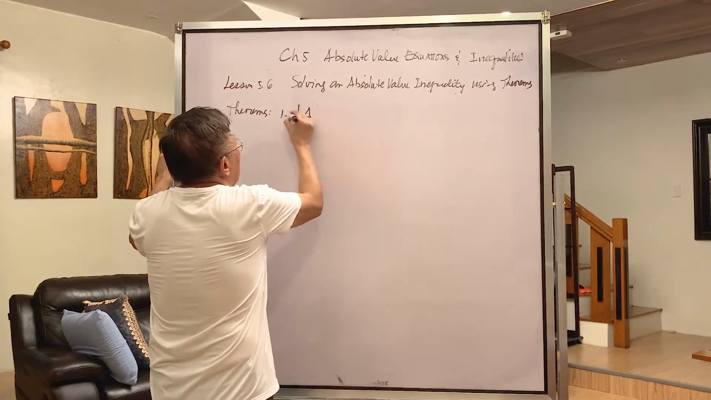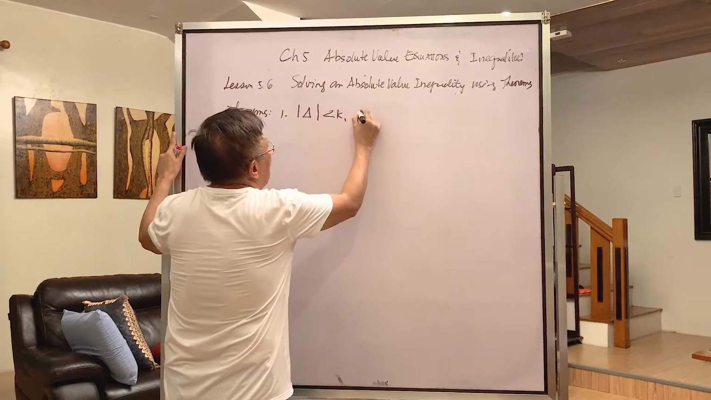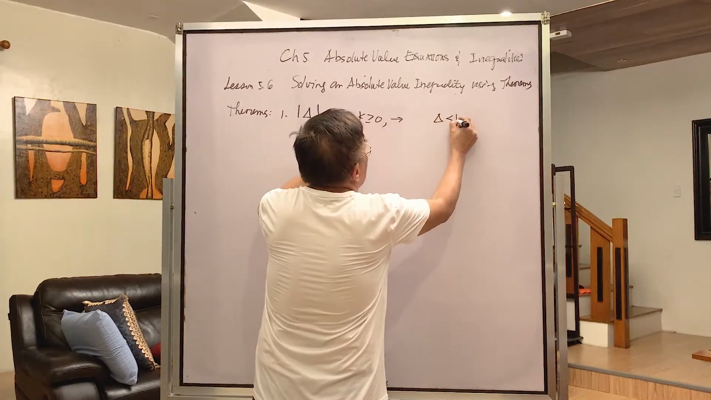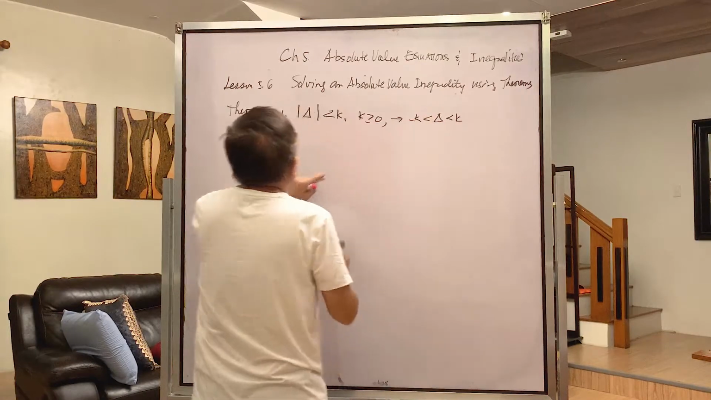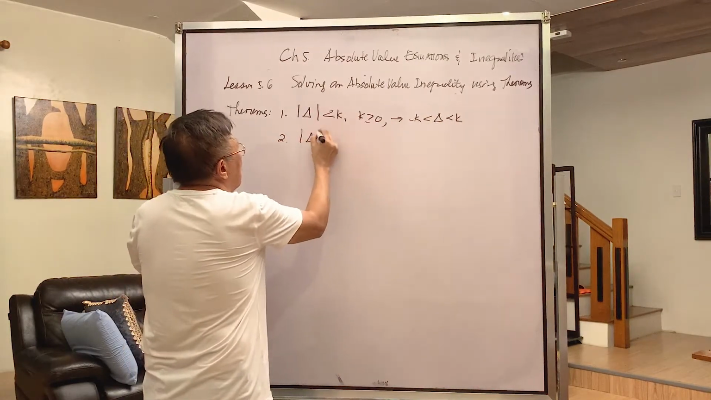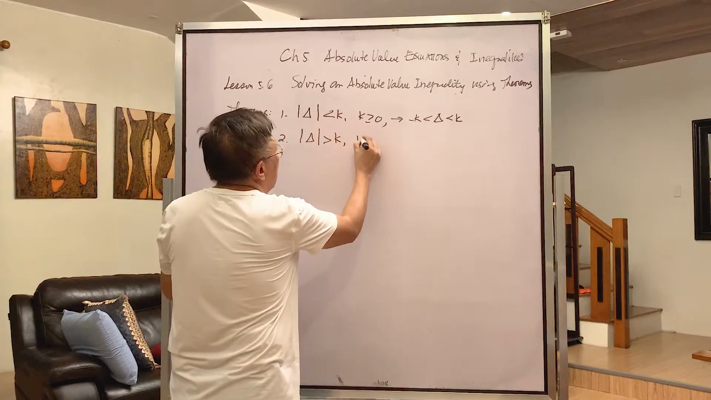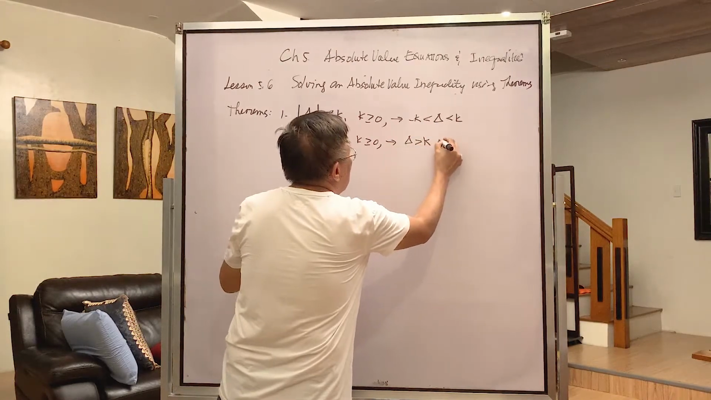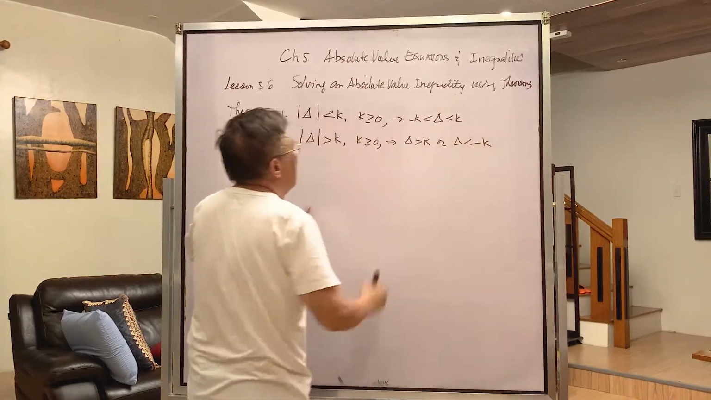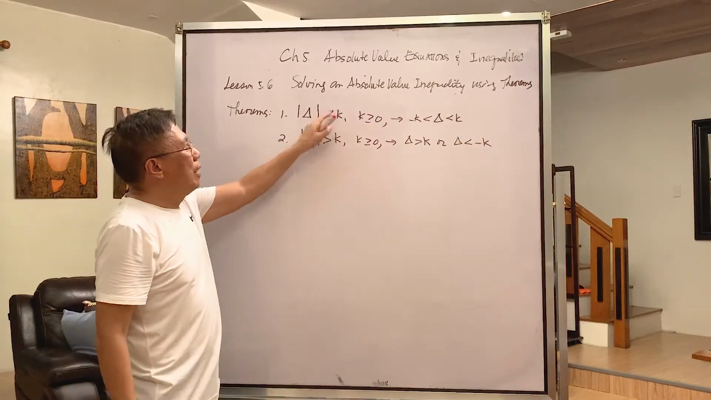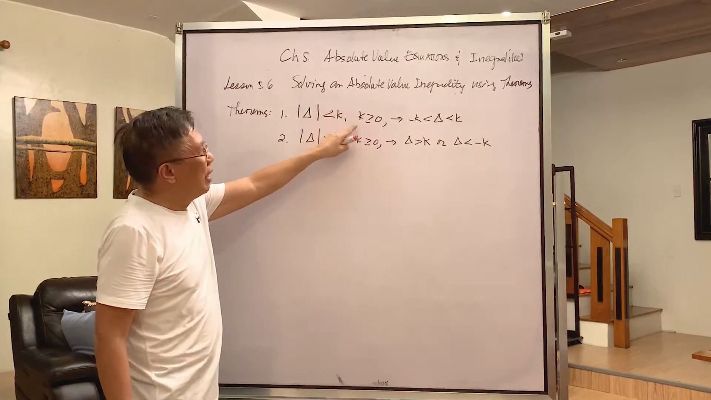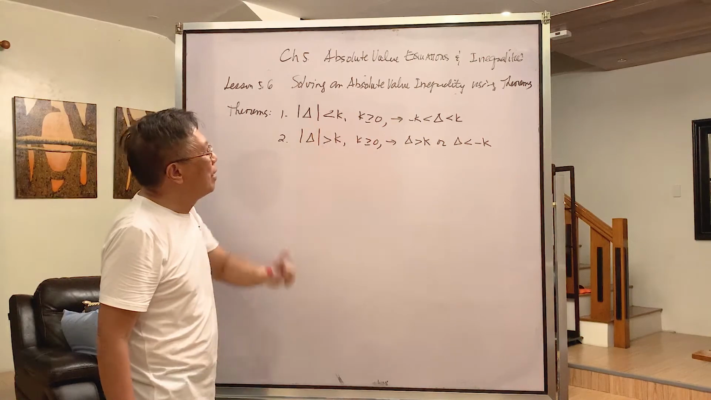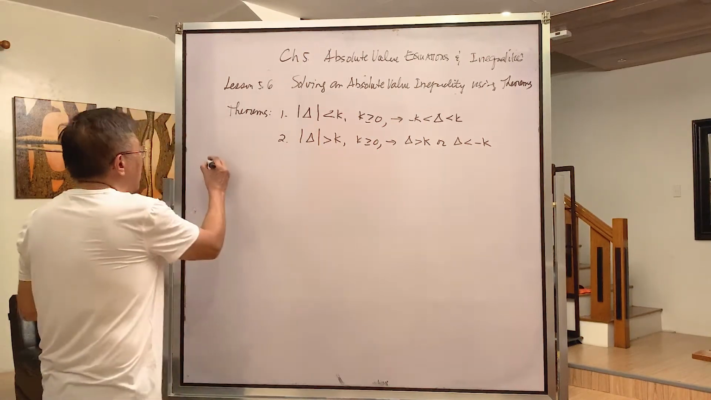Number 1: absolute value of triangle less than k, provided k is greater than or equal to 0, will give me triangle in between k and negative k. And number 2: absolute value of triangle greater than k, k greater than 0, implies triangle greater than k or triangle less than negative k. Again, we will not consider the trivial cases where k is a negative number, or we can consider when k is 0 here. Okay, so let's have an example.